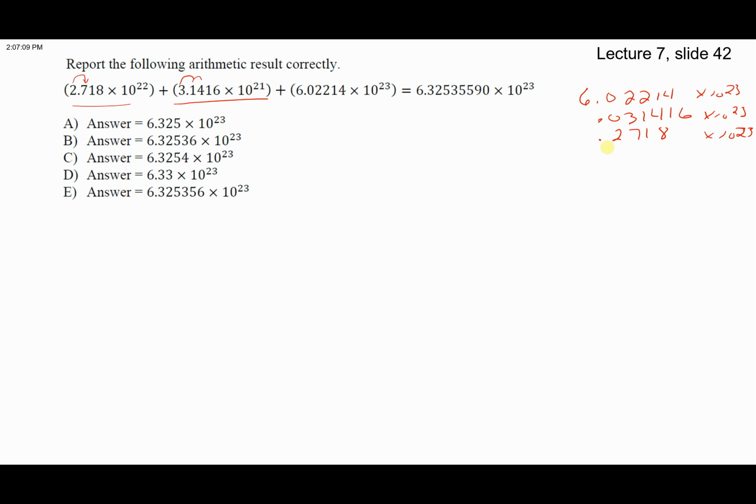Okay, so this one has 4 decimal places. This has more than 4. This has more than 4. So our answer is going to be, because it's addition, we're limiting it to 4 decimal places. So when we add this together, we're going to get this number, in which case we'll have basically just 4 decimal places, 1, 2, 3, 4, right there. But of course, that 5 will round it up, 6.3254, right? So that will give us our answer, which is C.